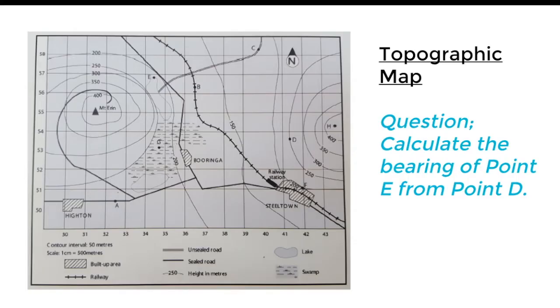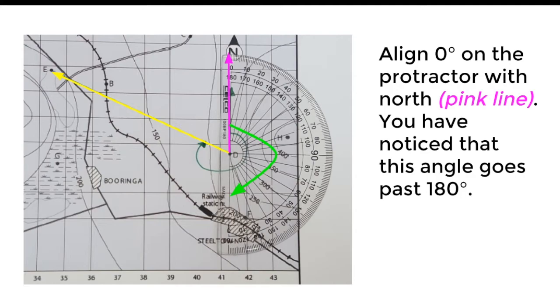In this example, I will be calculating the bearing of point E from point D on a topographic map. Firstly, using a ruler, draw a line towards north at point D. Then, draw a line from point D to point E, again using a ruler for accuracy. The angle or bearing which needs to be calculated is represented by the green line on your screen. Align 0 degrees on the protractor with north and calculate the bearing.